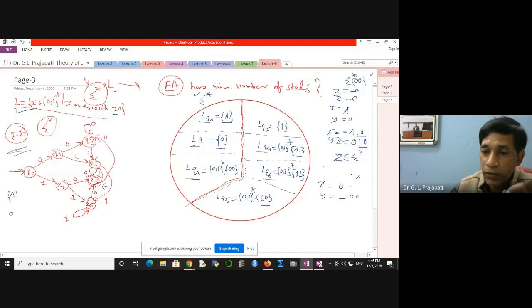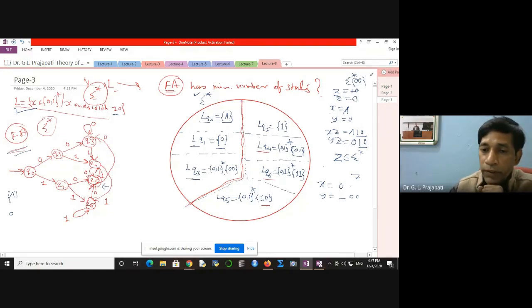are also not distinguishable. So any strings you can take which are ending in 1 0 1, here it is ending in 1 1. So any set you can take, you will find that either both are in the language or both are not in the language. So any string from LQ6 is also not distinguishable from any string from LQ4.